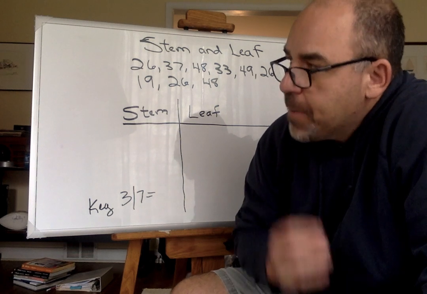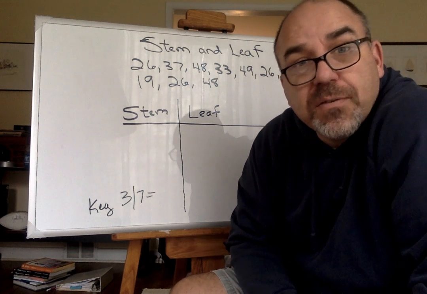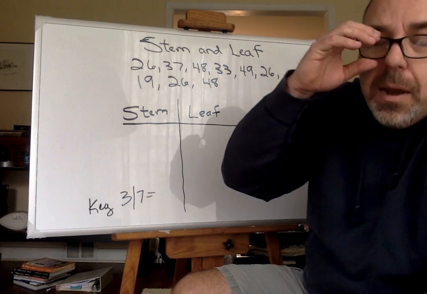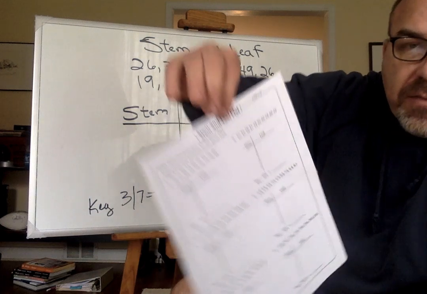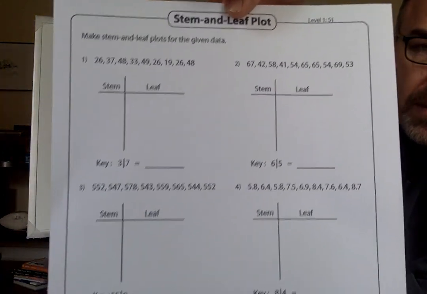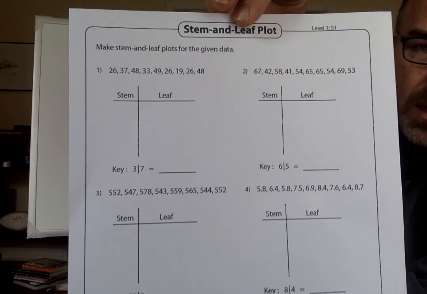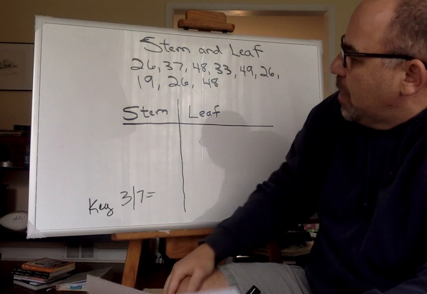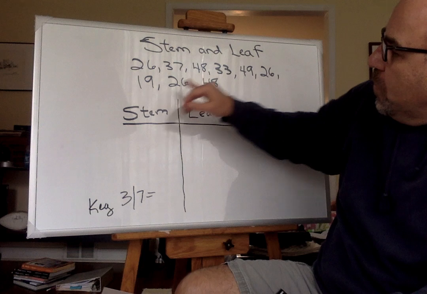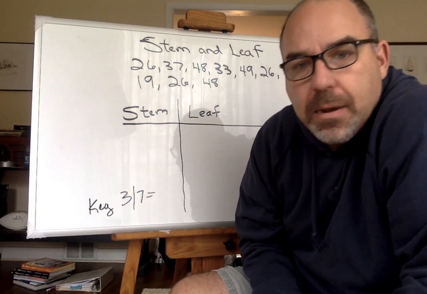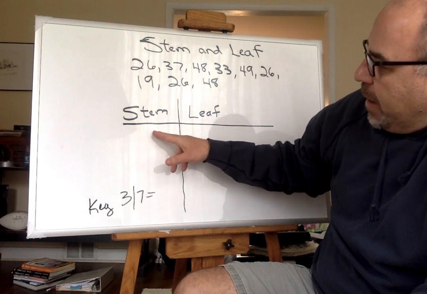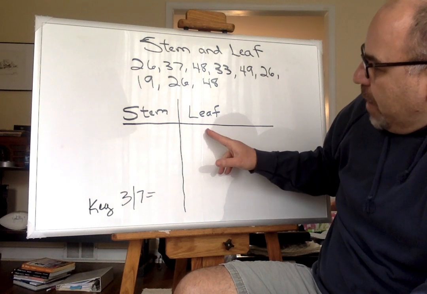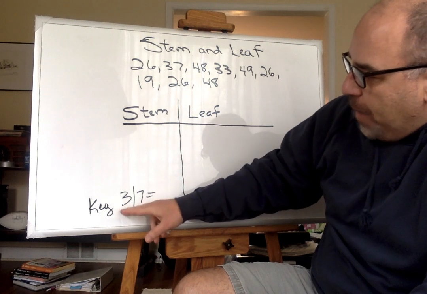So what we have behind me is a stem and leaf plot. Obviously it's not filled in yet, but if you take a look at the stem and leaf plot paper that is attached, hopefully you're able to print it, you can see a list of values and a table. The left side is labeled stem, the right side is labeled leaf, and down at the bottom is a key.